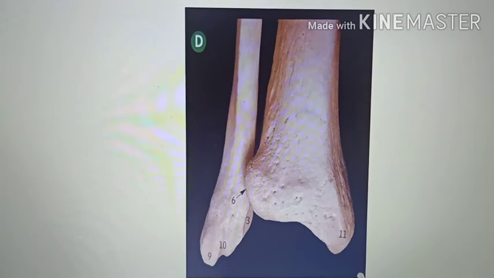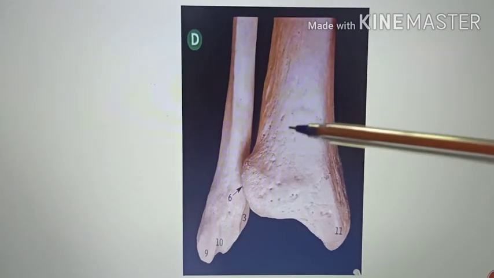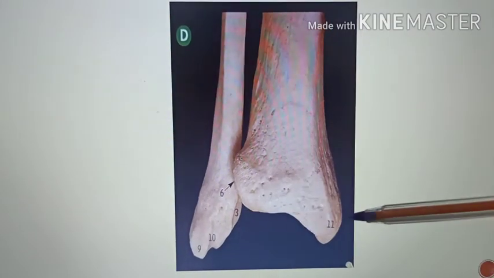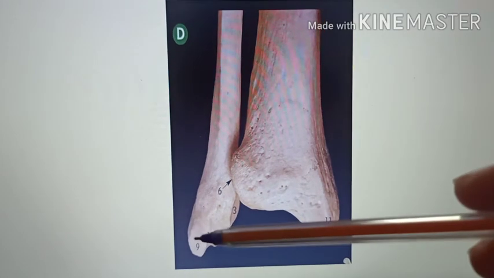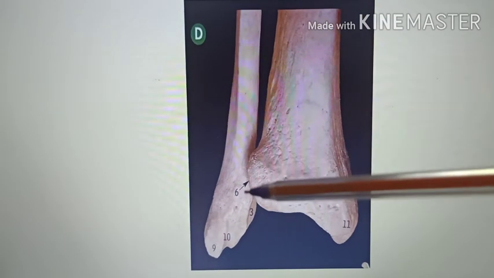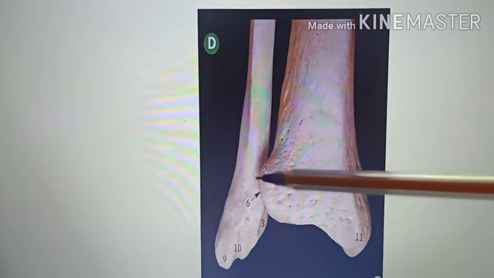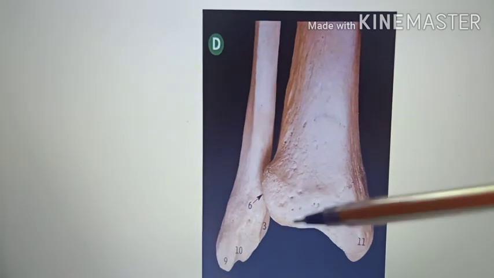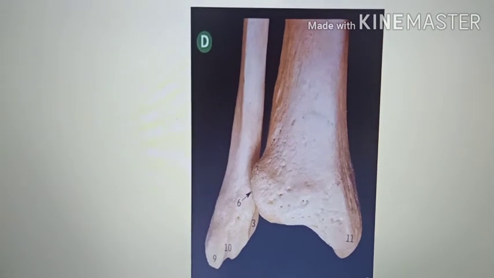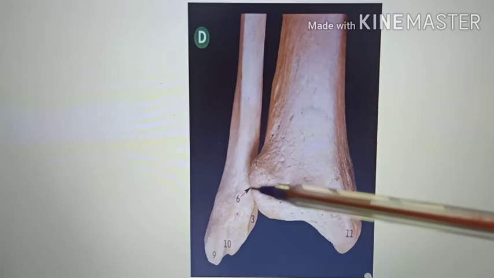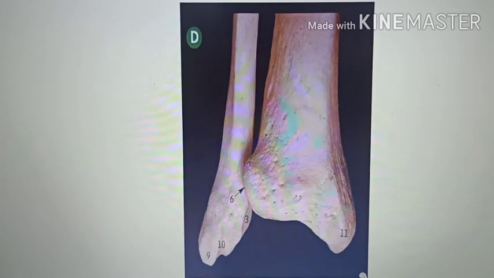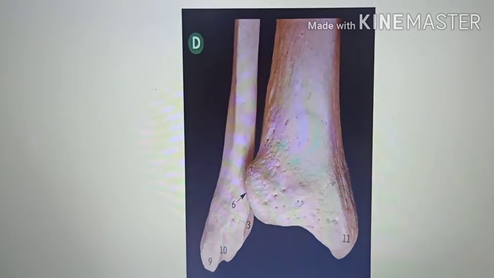Now coming to the inferior tibiofibular joint. What you can see is the inferior aspect of the tibia and the inferior aspect of the fibula. This is forming the medial malleolus, this is forming the lateral malleolus. The joint forming here is the inferior tibiofibular joint. This joint is a syndesmosis variety of fibrous joint. It connects the concave triangular rough surface of the lower end of the tibia with the convex triangular rough surface of the lower end of the fibula.